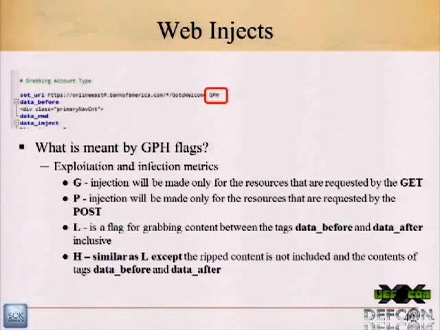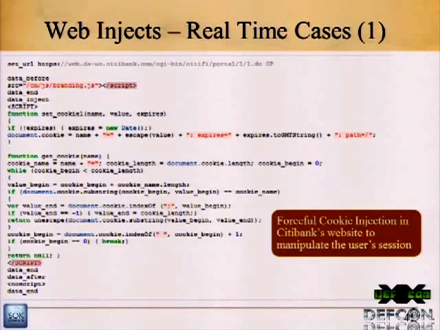Then you specify that in a particular web page, you want to inject this kind of data before this tag, what kind of data you want to inject, and what content has to go after that. So this is a real-time web inject, and this attack was conducted against Citibank. It's like a forceful cookie injection, and the bot injects all that code in the web page.